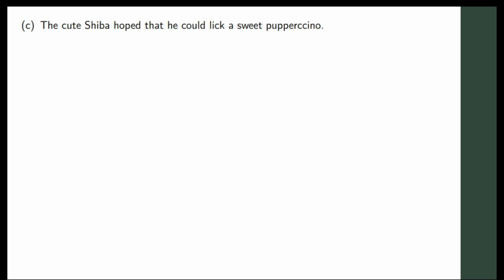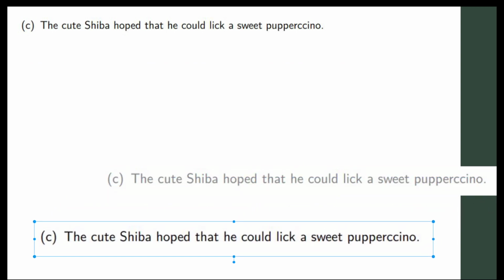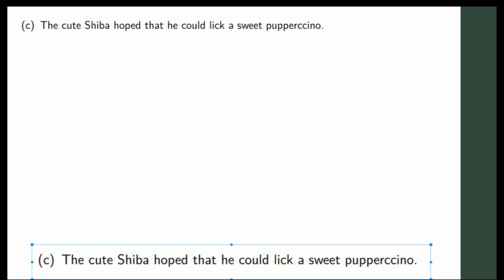One more. The cute Sheba hoped that he could lick a sweet puppuccino. So for this one, I thought I could just drag it down to the bottom of the page, but it doesn't quite look like that, so I'll copy and paste it just to save us a little bit more time. Let's label some categories.